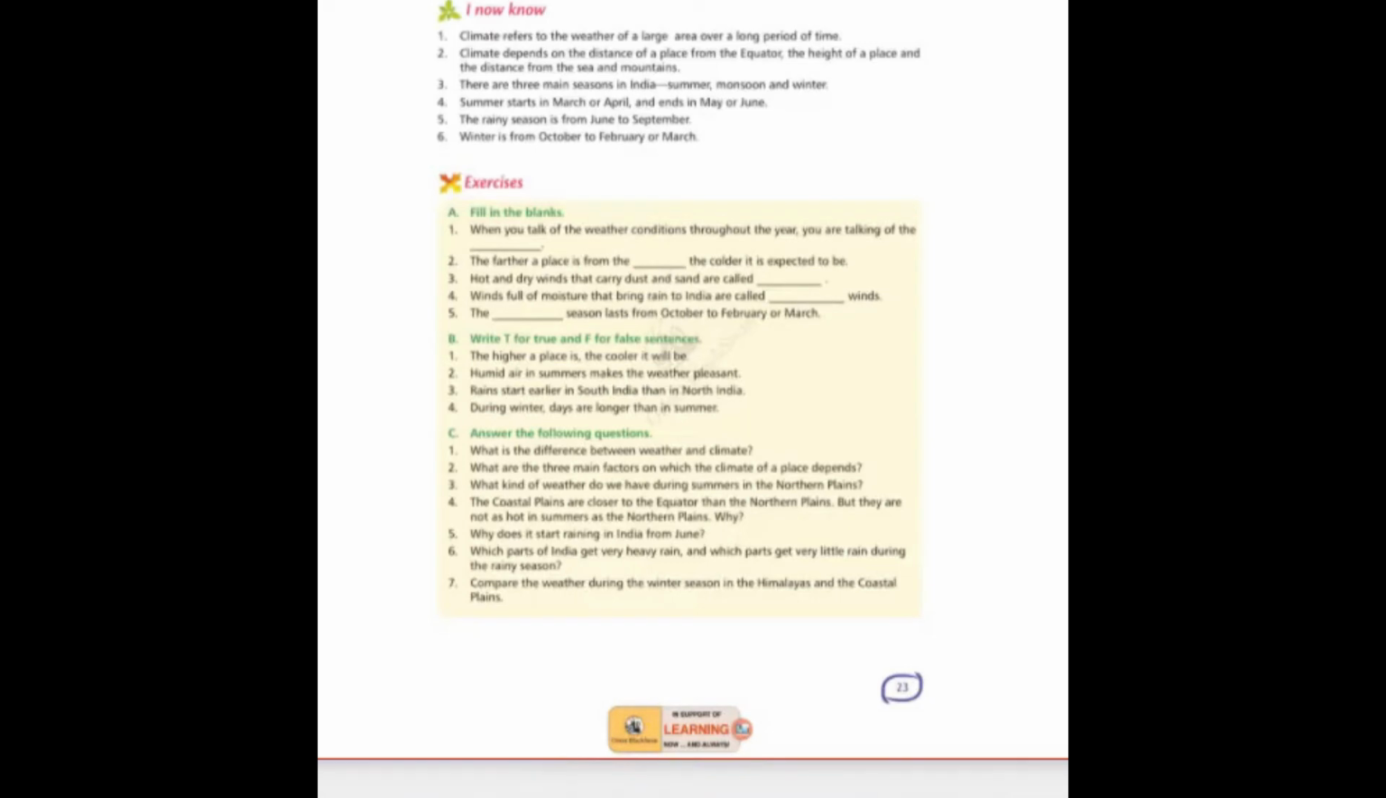Question number 3: What kind of weather do we have during summers in the northern plains? We have hot and humid weather conditions during summer in the northern plains.